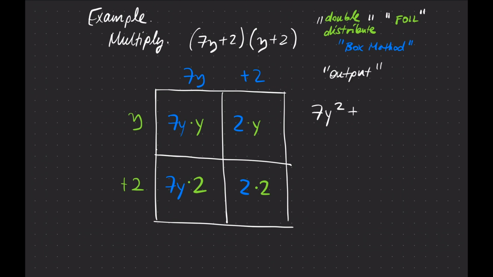And then here, 2y, that's just 2y. And then 2y times 2, that's 14y. And then here 2 times 2 would be 4. And then we can simplify our like terms in the middle again, just like last time. 7y squared plus, and then 2y plus 14y would be 16y plus 4.